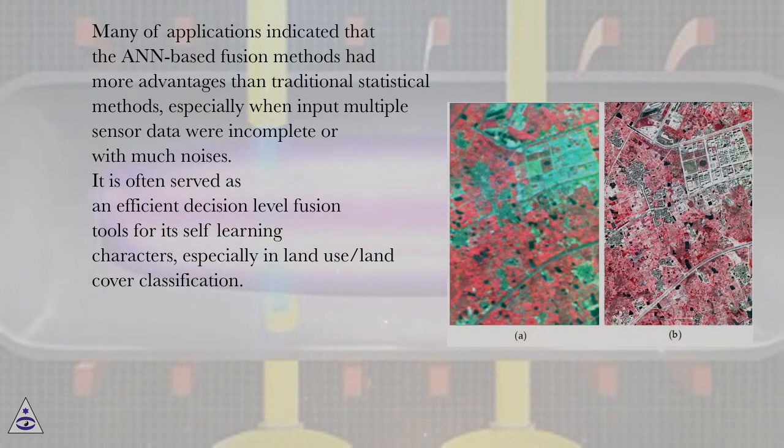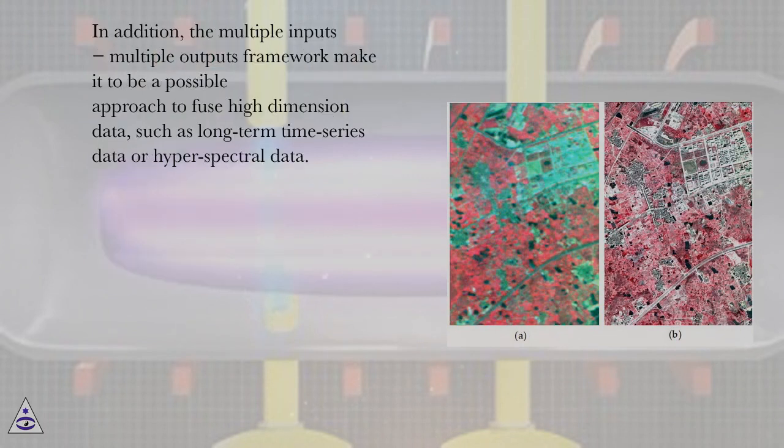It is often used as an efficient decision-level fusion tool for its self-learning characteristics, especially in land use/land cover classification. In addition, the multiple inputs, multiple outputs framework makes it a possible approach to fuse high-dimension data, such as long-term time series data or hyper-spectral data.